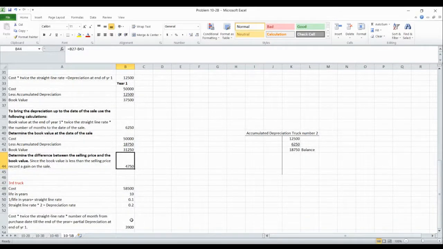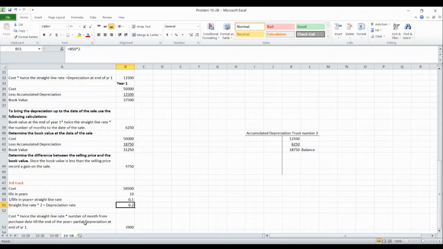For our third truck, we took the cost of the truck and we had to determine the life of the truck. The life of the truck was given at 10 years. To determine the straight line rate, we would take 1 and divide it by 10. That would give us 10% as the straight line rate. Multiply that by 2, and that will give you 20% as the declining balance rate.